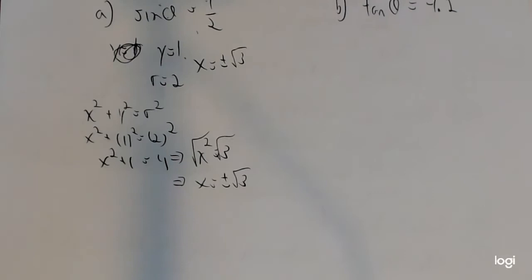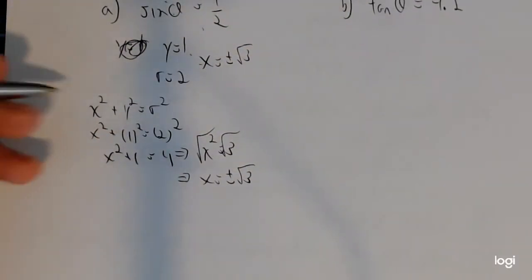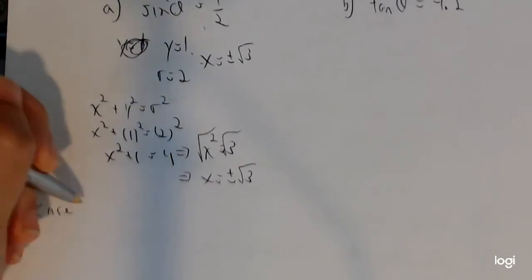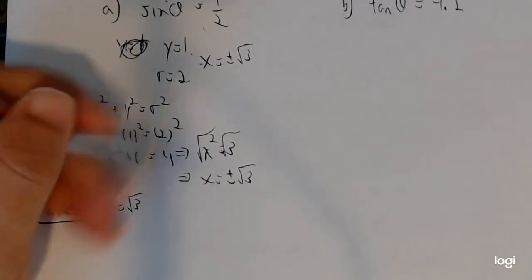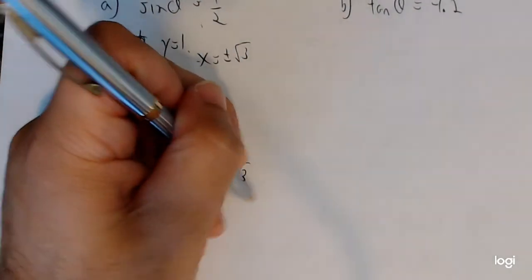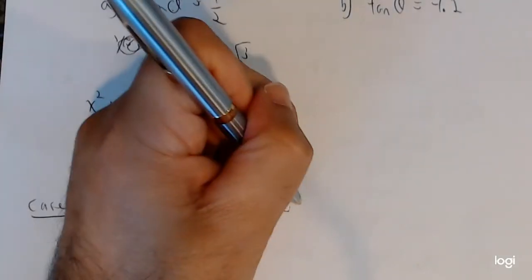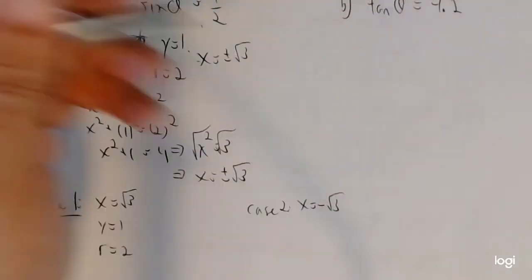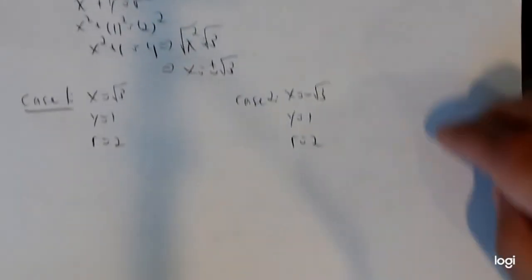So if you remember, I said use x, y, and r to draw your angle. So how are we going to do that? Well, let's break this up into cases. So case 1, we're going to say x is rad 3, y is 1, r is 2. And case 2 is what? X is negative rad 3, y is 1, r is 2. Okay, so let's go one case at a time.